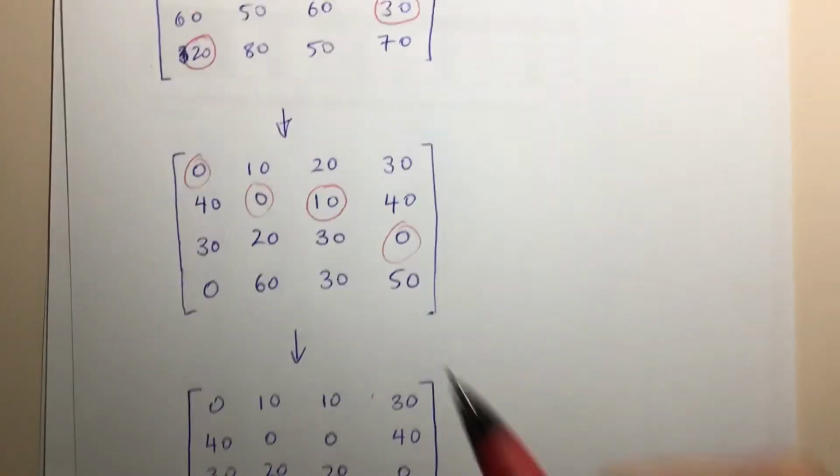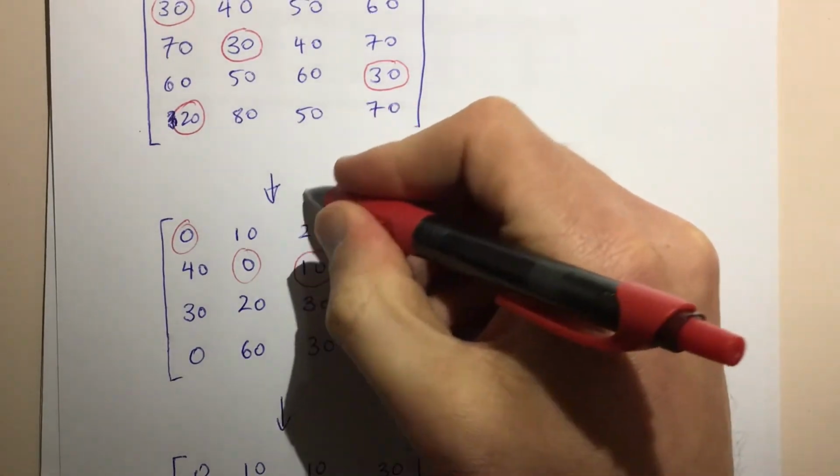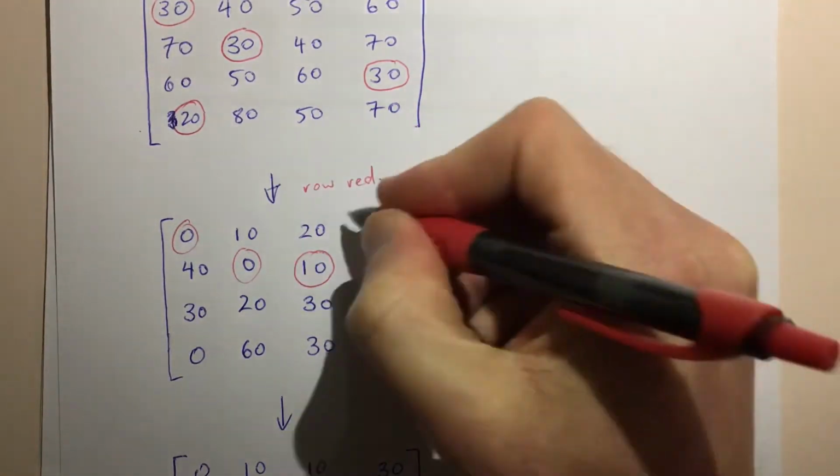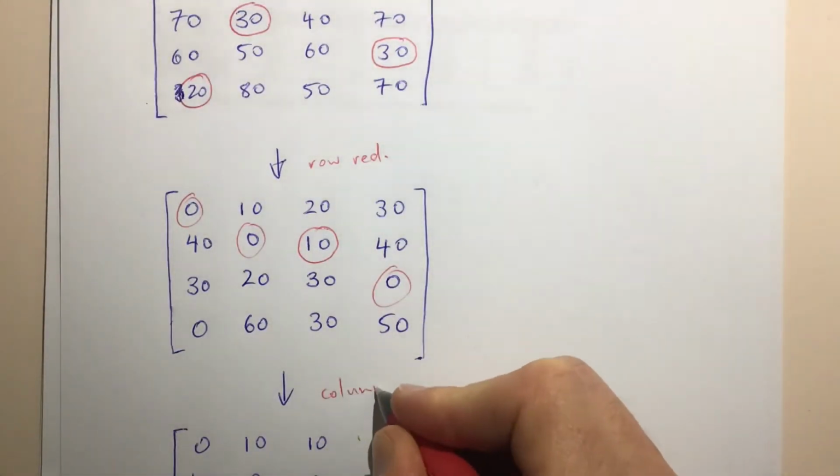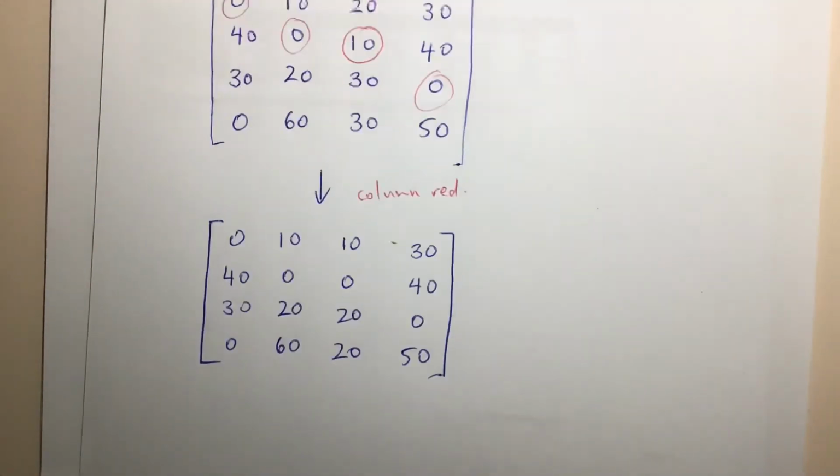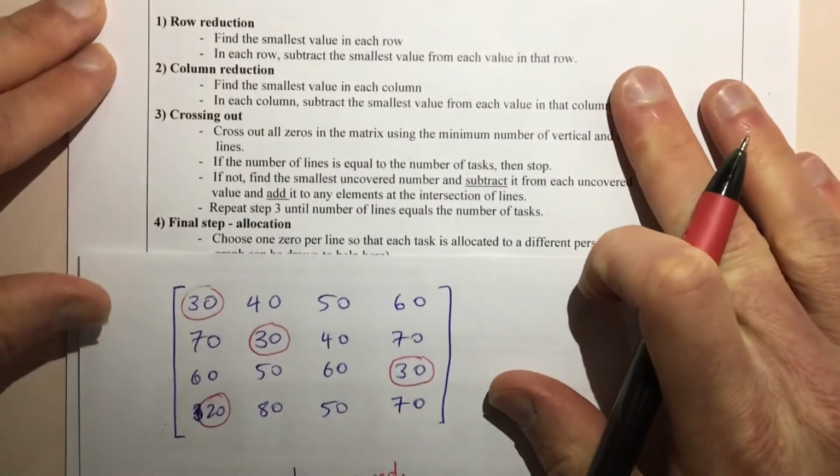So as we've made our way through, we've done row reduction. This step was column reduction. Okay, and this is the matrix that we currently have. Now, going back to our steps, we're now up to this crossing out step.